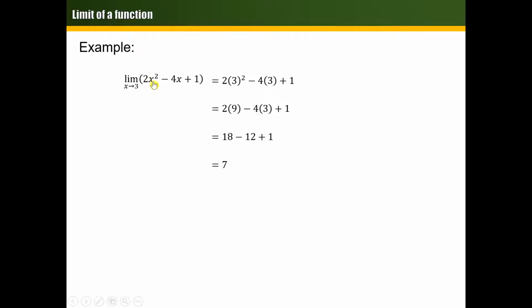So we have the x is substituted with 3, and we now have 2 times 3 squared minus 4 times 3, and plus 1. So we're just going to simplify this. And we get 2 times 9 minus 4 times 3 plus 1. 2 times 9 is 18. Negative 4 times 3 is negative 12, and we have 1. Simplifying that, we get 7.